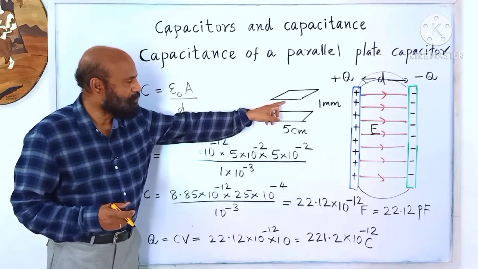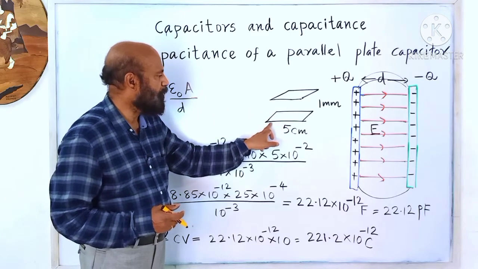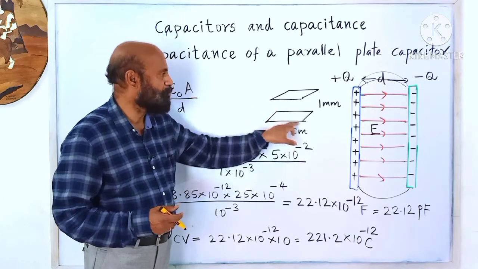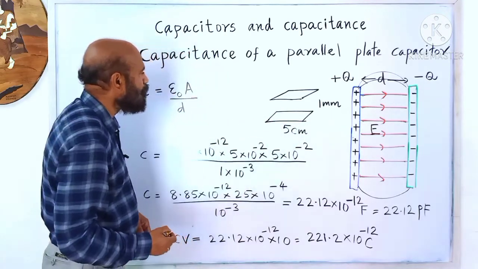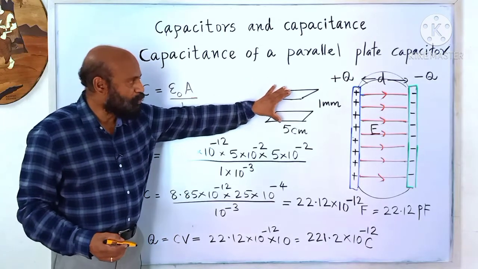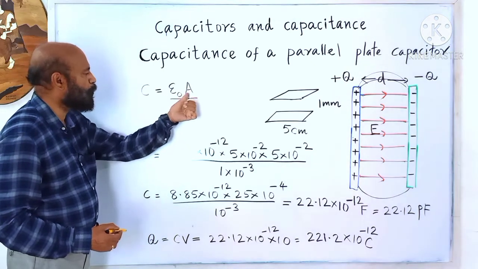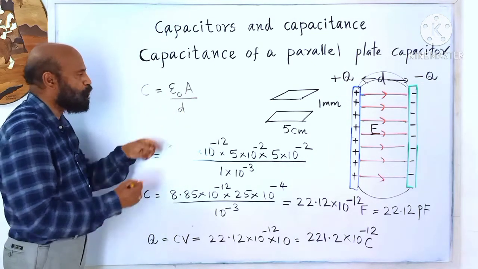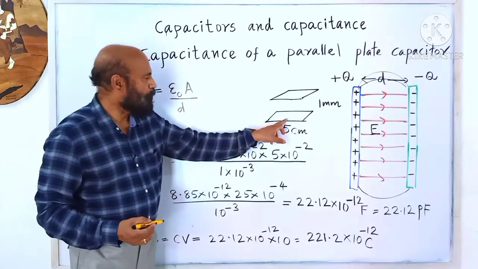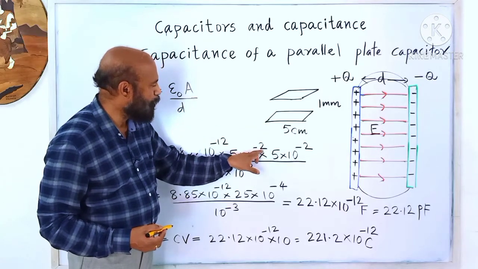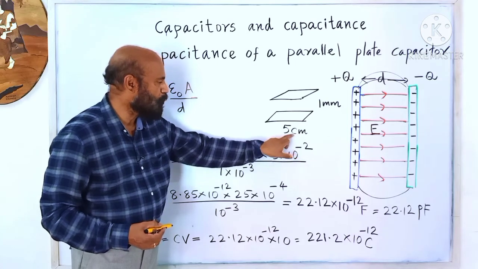A parallel plate capacitor consists of two square plates of sides 5 centimeter. We have to find the capacitance of this parallel plate capacitor. Capacitance of a parallel plate capacitor is epsilon 0 A by D. We can substitute the value for epsilon 0, 8.85 into 10 raised to minus 12. Area of the square plates, so 5 into 10 raised to minus 2 into 5 into 10 raised to minus 2, because it is given in centimeter, so you have to multiply.